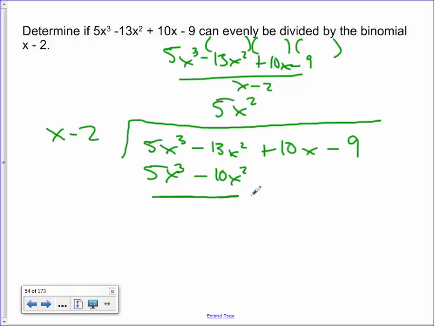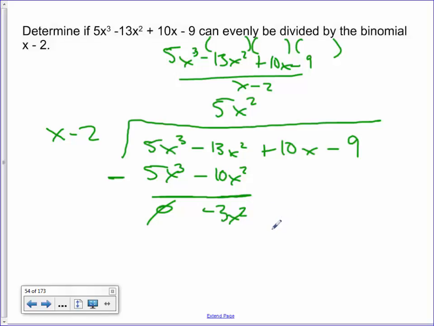The next thing we do in long division then is we subtract. Now you got to be super careful with double negatives. 5x to the third, subtract 5x to the third, on purpose, we designed it this way, it should be 0. Like that's the whole point behind why we're doing this. Negative 13x squared minus negative 10 really means to add 10. So you have negative 3x squared.